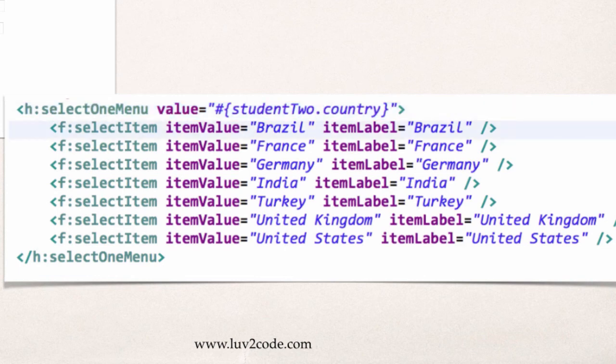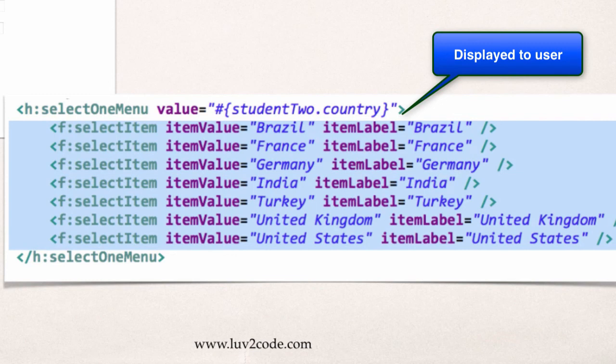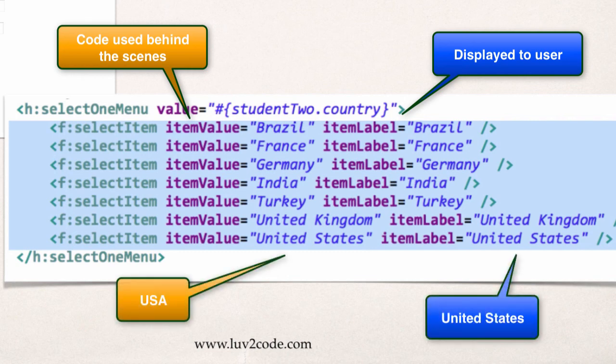So we're going to map that to a managed bean field. Then we just go through and we just drop in a list of items. So Brazil, France, Germany, India. So notice here when we give the select items, we provide an item value and label. So the label is the information that will show up on the screen that the user will see. And then the value is an actual code that you can have for that entry. In this example, the value and the label are the same, but you can imagine an example where the value could be the three-letter country code, and the label could be the normal full name of the country.